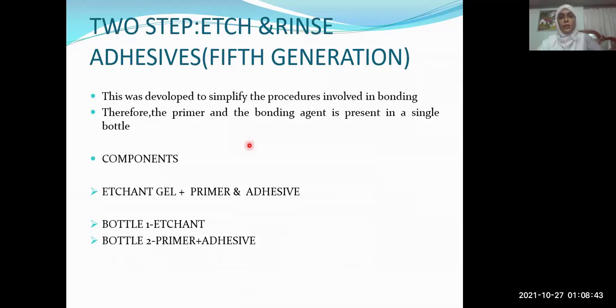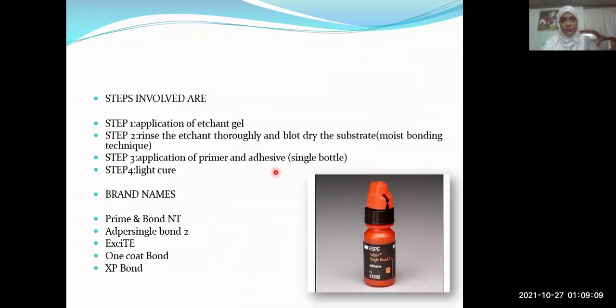Then came the fifth generation, which is just a two-step procedure where you etch and rinse, and then you don't have bottle 1 and bottle 2 and an etchant, but instead the etchant is separate, and the primer and adhesive come together. So it's just etchant and then one bottle which contains the primer together with the adhesive. You apply the etchant, rinse the etchant, apply the primer and adhesive together as one single bottle, and then you cure. So this is the fifth generation that we are using at present.